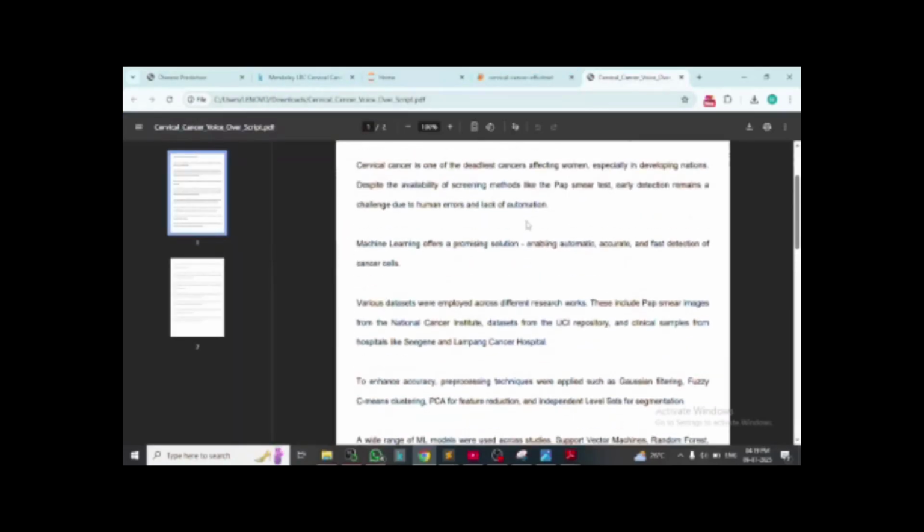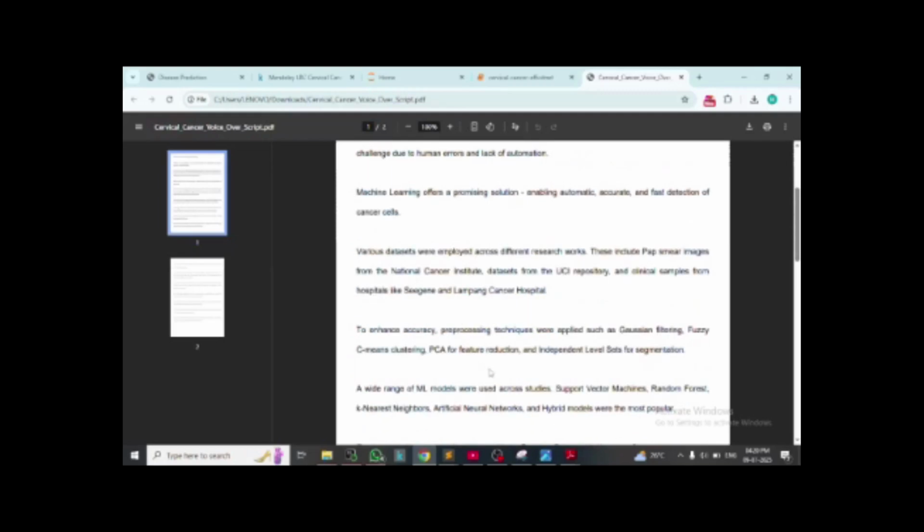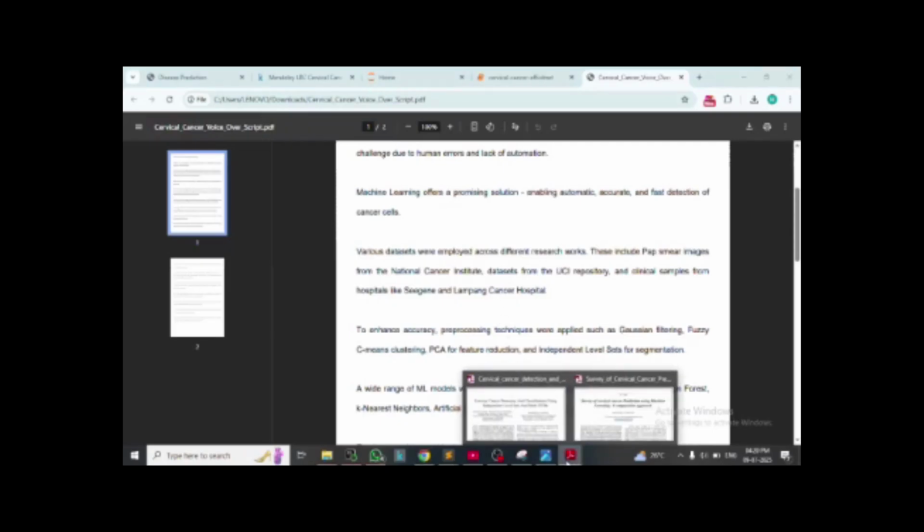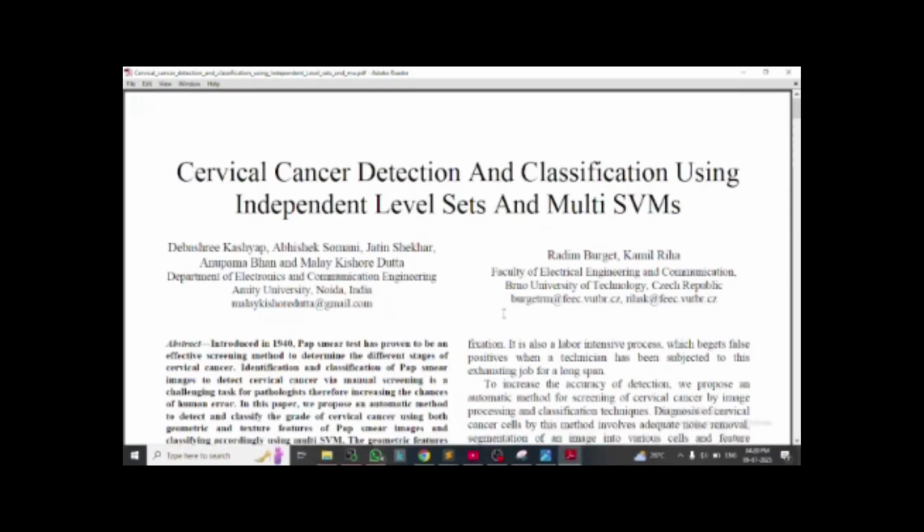Now, let's start on this. Cervical cancer is one of the deadliest cancers affecting women, especially in developing nations. Despite the availability of screening methods like the pap smear test, early detection remains a challenge due to human errors and lack of automation. Machine learning offers a promising solution, enabling automatic, accurate, and fast detection of cancer. Before this, I will show two research papers: cervical cancer detection and classification using independent level sets and multi-SVMs.